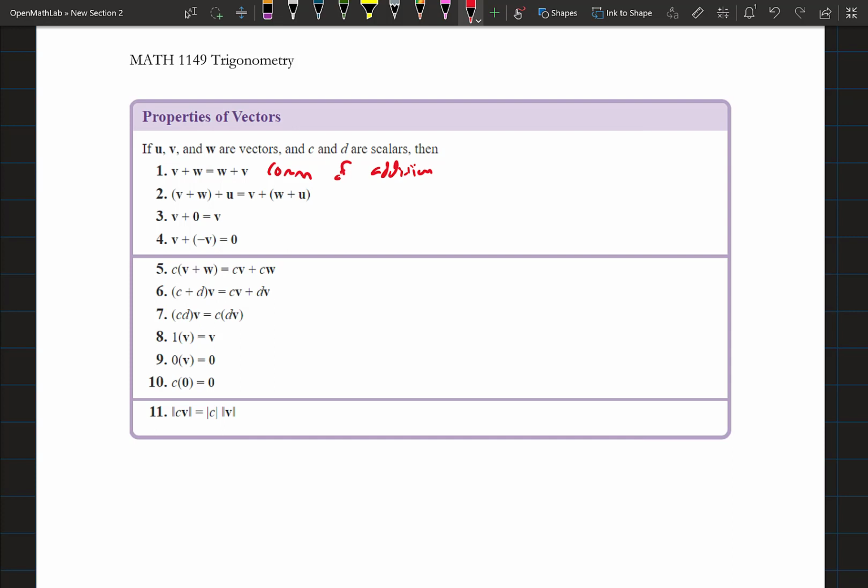And then number 2 is similar to the associative property of addition for real numbers. If I group v plus w plus u, and then change the grouping, grouping w and u on the right-hand side, then that holds true.